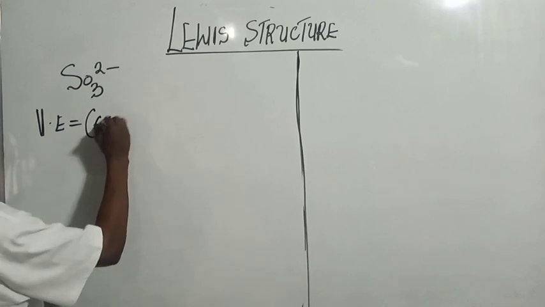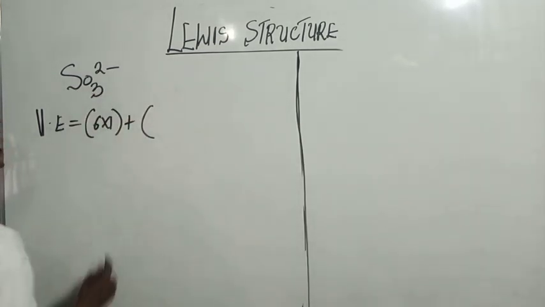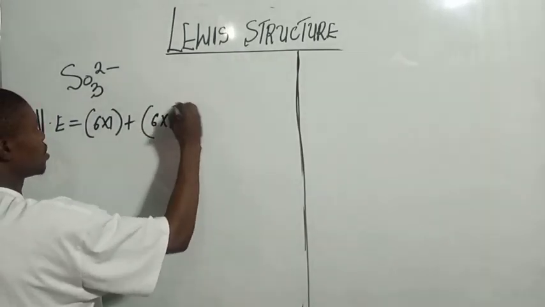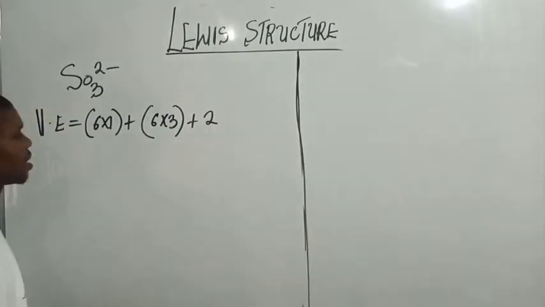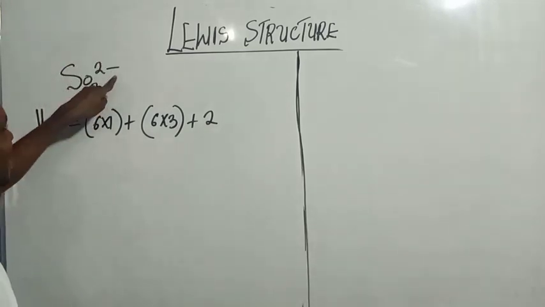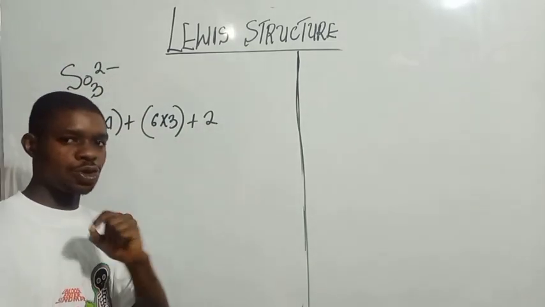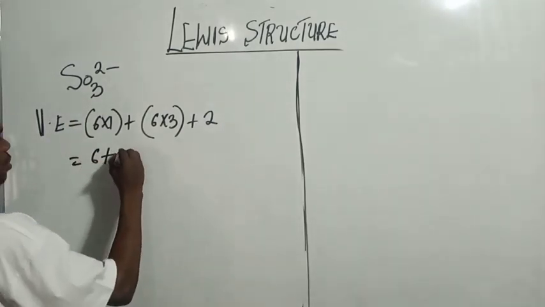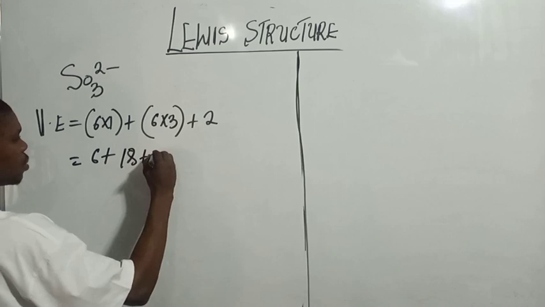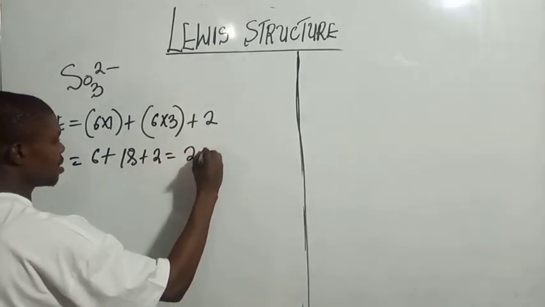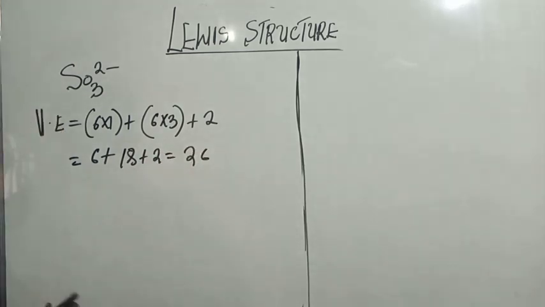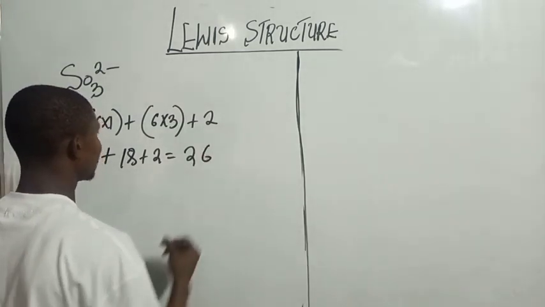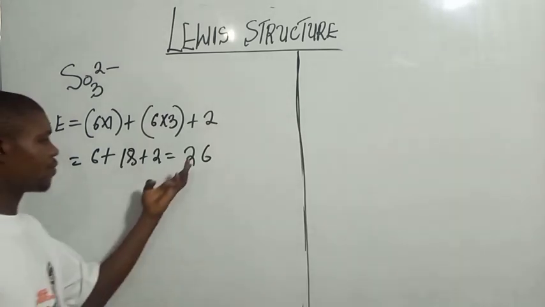So it will be 6 times 1, plus oxygen is in group 6, so it's 6 times 3, plus 2. Do you see that? Now we are adding this one here. Whenever it's a negative, we add it. Whenever it's a positive, you subtract it. So here we have 6 plus 18 plus 2. Here we have 26. Do you understand? Here we have 26.